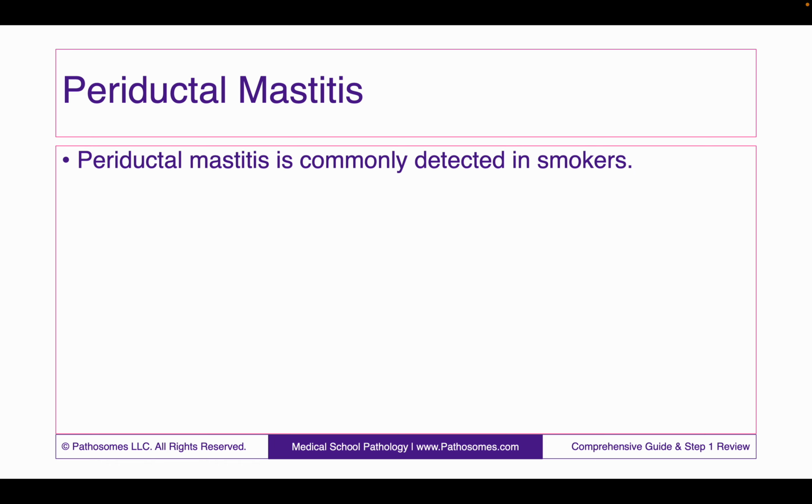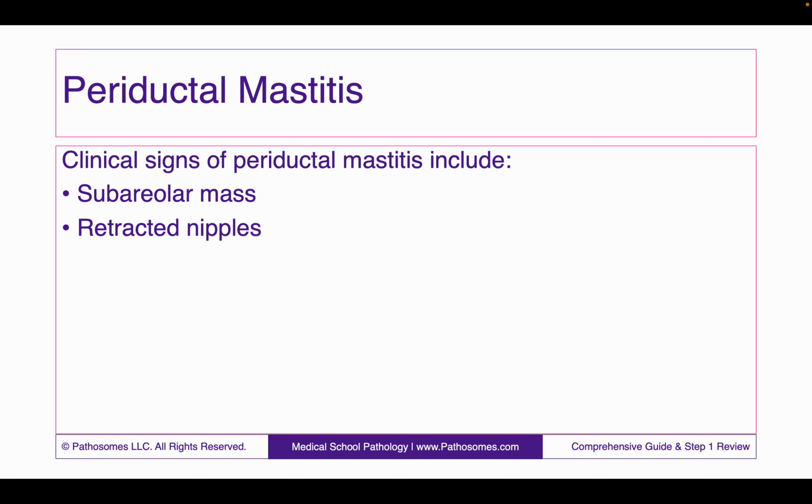Periductal mastitis is commonly detected in smokers, right? Just another reason not to pick up the nicotine. Clinical signs of periductal mastitis include subareolar mass, right? You might pick that up on a physical exam. And retracted nipples. Also, you should be able to notice that on a physical examination.